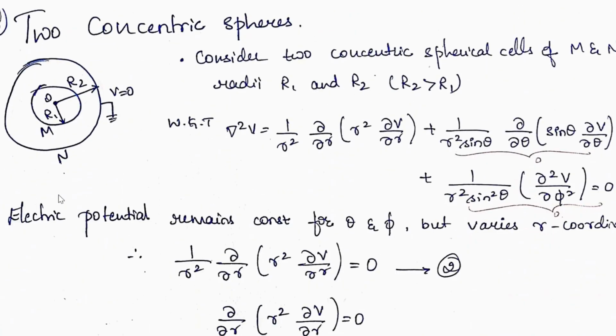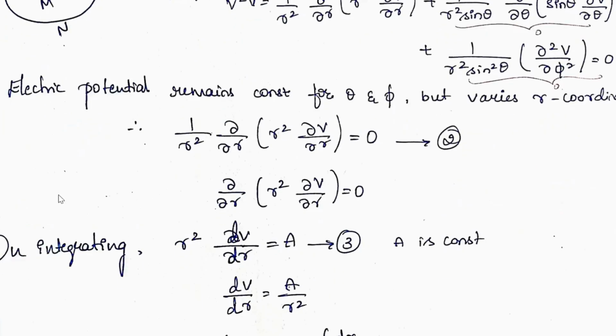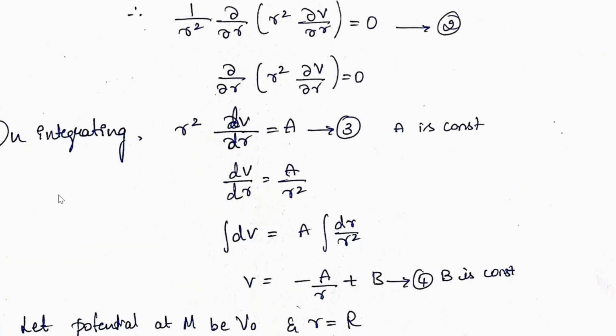We consider two concentric spherical shells M and N of radii R1 and R2, where R2 is greater than R1. We know the Laplace formula in the spherical coordinate system. Now the electric potential remains constant for theta and phi, but it varies only with the r coordinate. So the theta and phi terms become 0. So 1 by r square dou by dou r of r square dou V by dou r is 0. Sending the 1 by r square to the RHS, it becomes 0. On integrating, we get r square dV by dr is equal to A, which is a constant. So dV by dr is equal to A by r square.